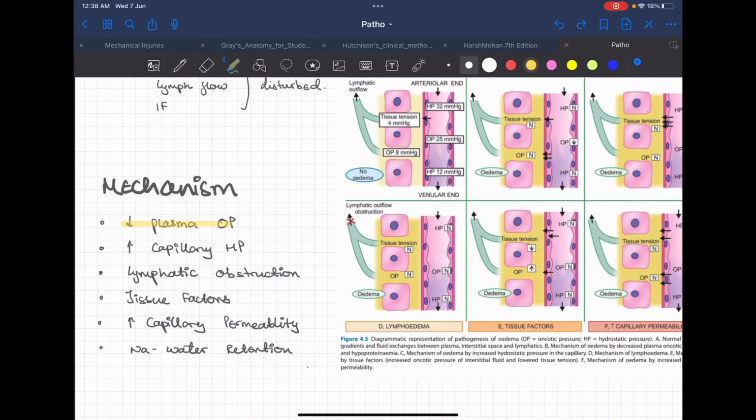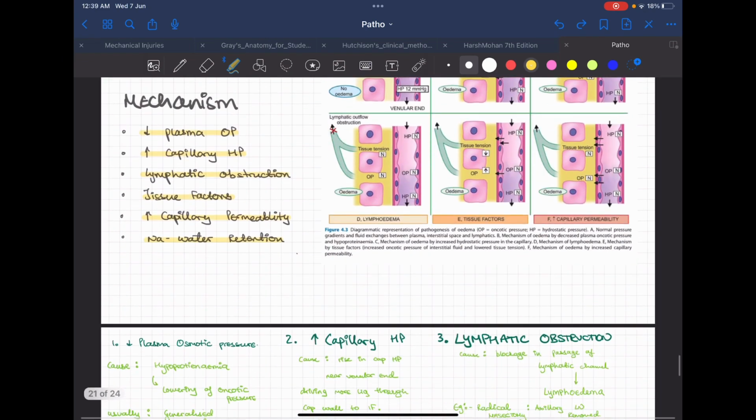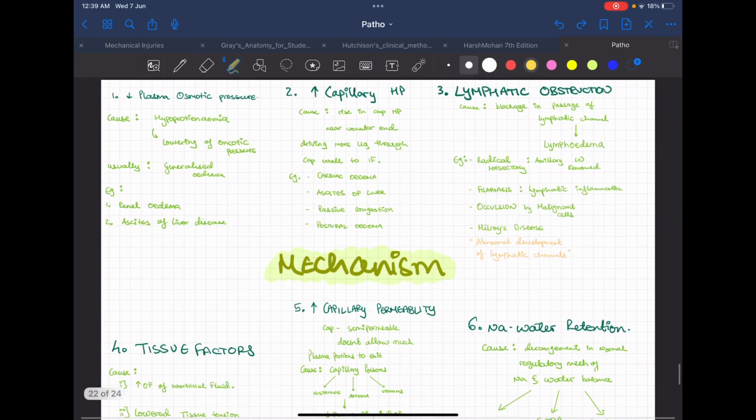First is decreased plasma oncotic pressure. Second is increased capillary hydrostatic pressure. Third is lymphatic obstruction. Fourth is tissue factors. Fifth is increased capillary permeability. And sixth is sodium and water retention. These are the 6 mechanisms by which edema formation takes place.